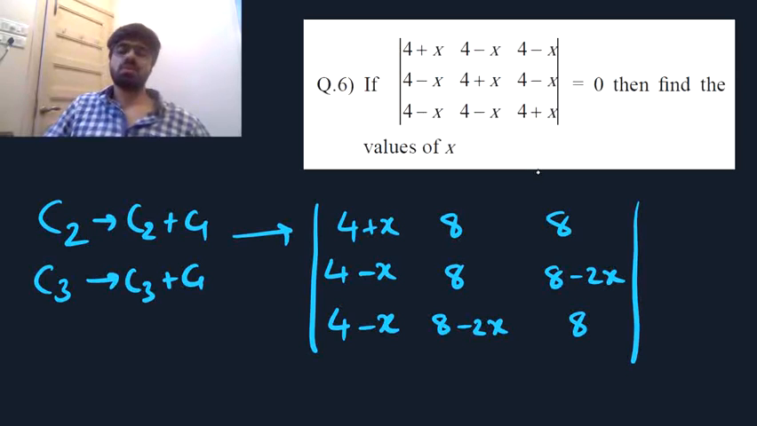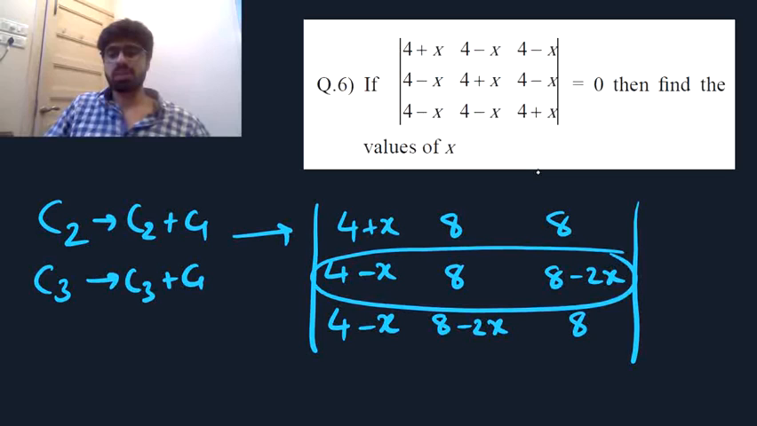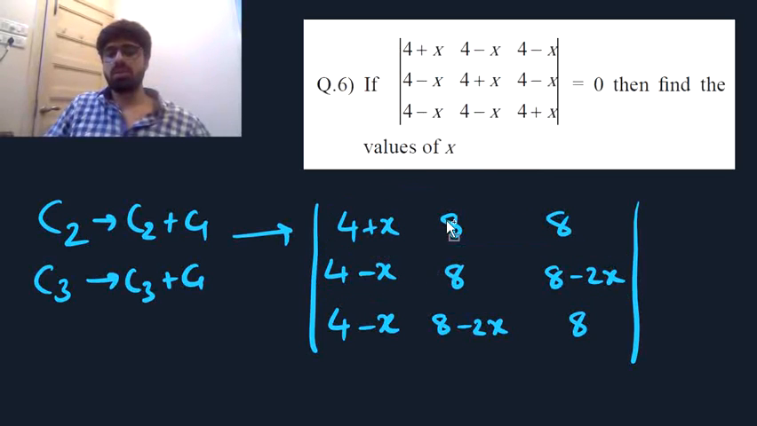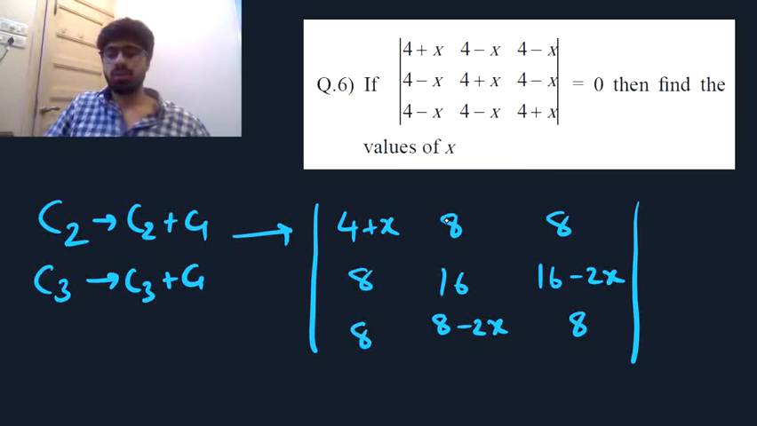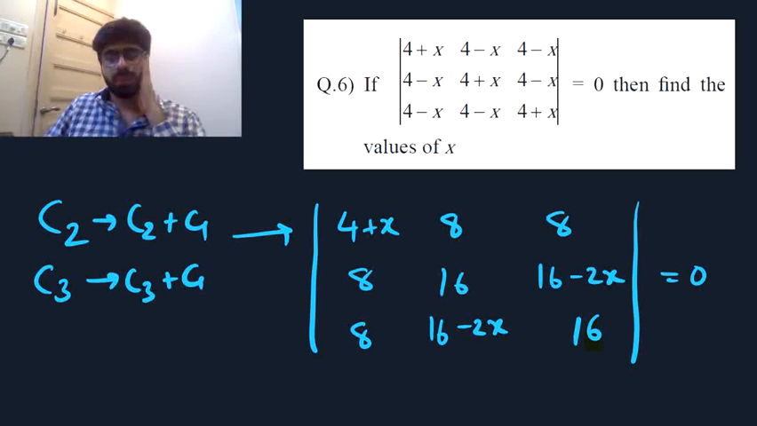Okay, now let's go ahead with rows. Let's go for this plus this. So that will give us 8 here, 16 here, and 16 minus 2x here. Let's go for this plus this. So that will give us 8 here, 16 here, and a 16 here. Okay, can we do anything else beyond this? And the value for this determinant is 0.